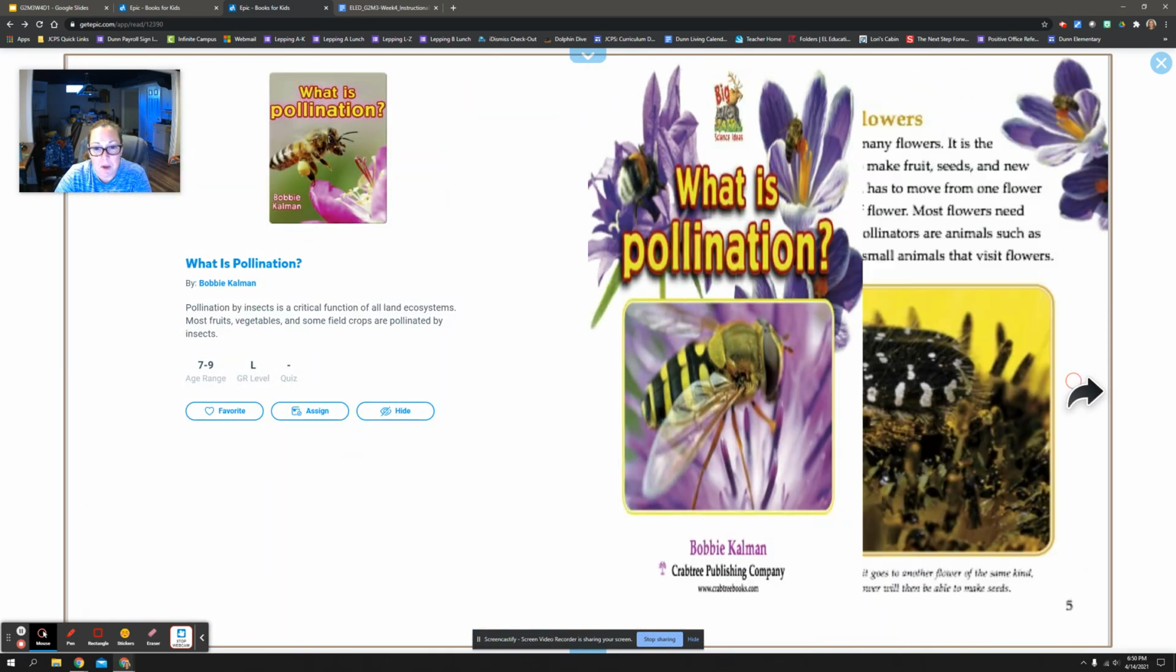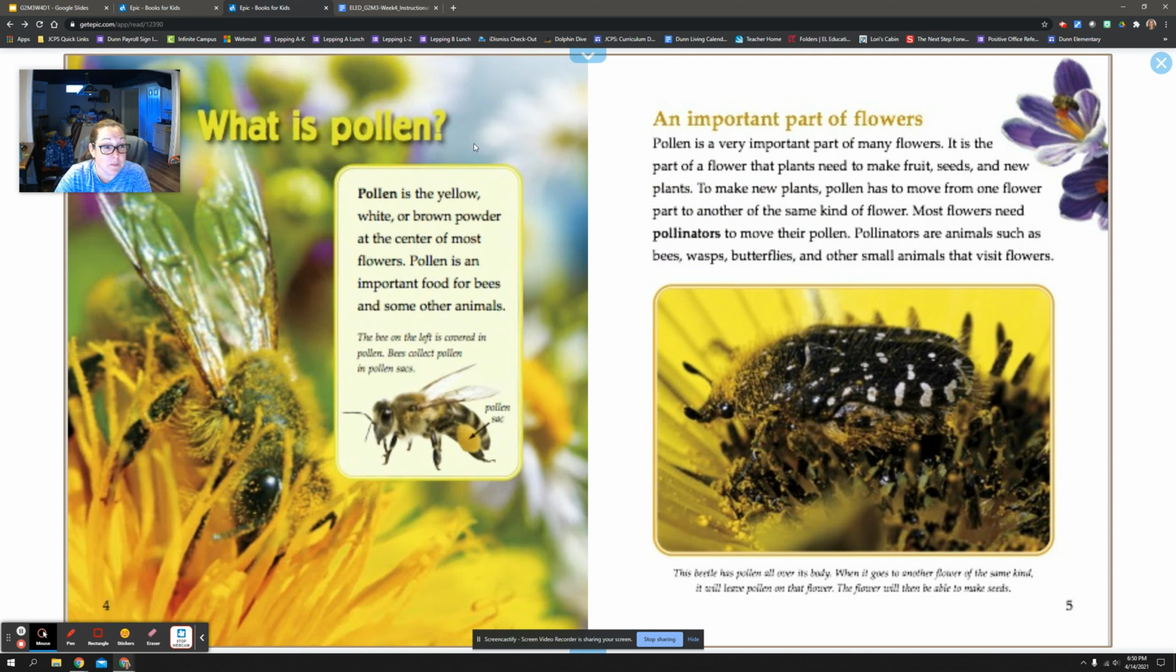Okay. What is pollination? What is pollen? Pollen is the yellow, white, or brown powder at the center of most flowers. Pollen is an important food for bees and some other animals. The bee on the left is covered in pollen. Bees collect pollen in pollen sacs. Look at that. If you look real closely here, this is like a diagram because it's showing you there's the pollen sac.